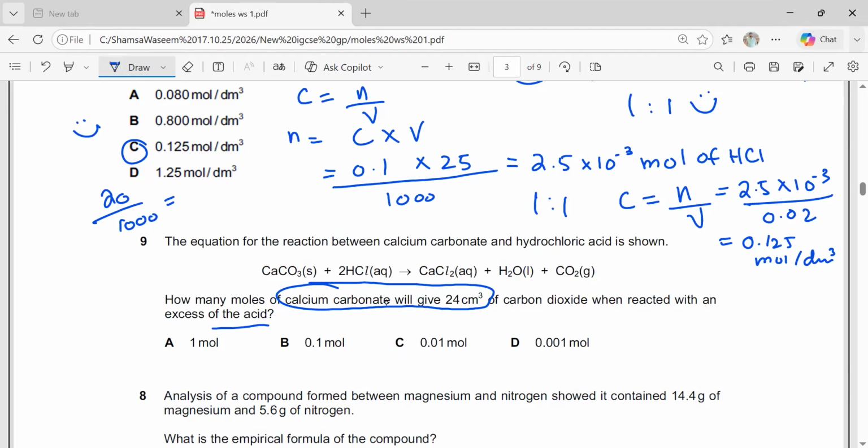How many moles of calcium carbonate will give 24 centimeter cube of carbon dioxide? So what they have given us is a volume of carbon dioxide. Sometimes students get confused whether we are going to use the formula at RTP or the concentration formula. Can you suggest? Should we use the volume at RTP or concentration?